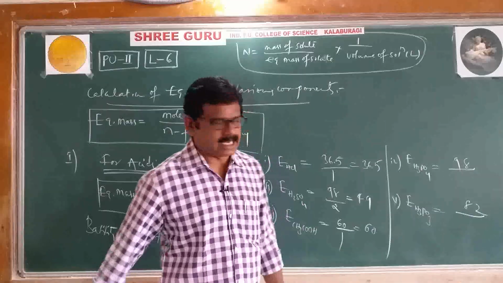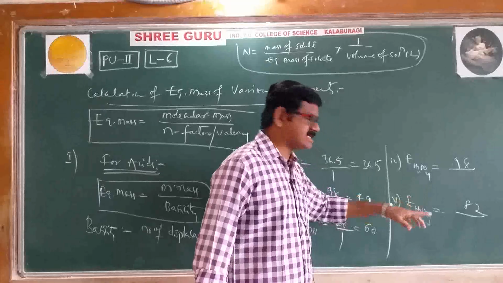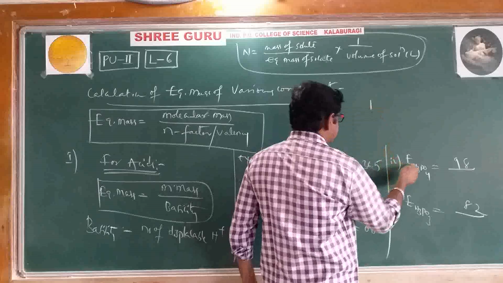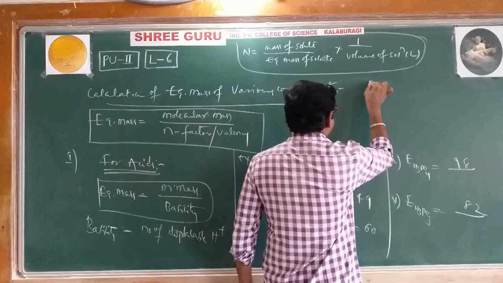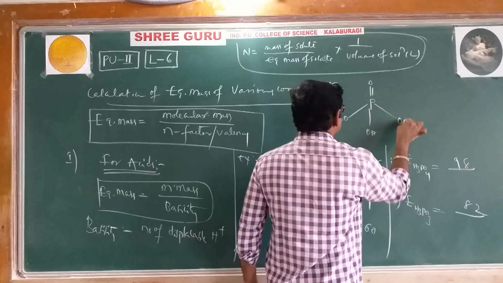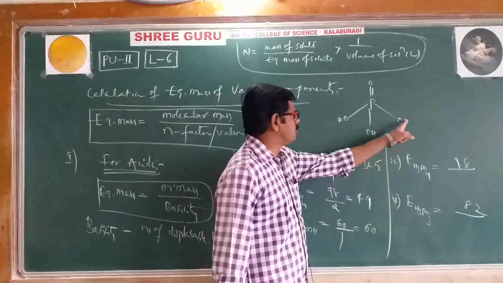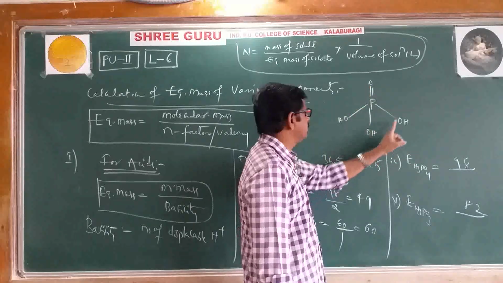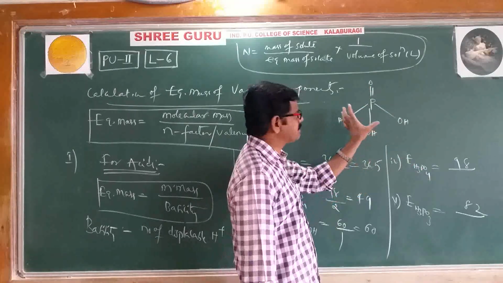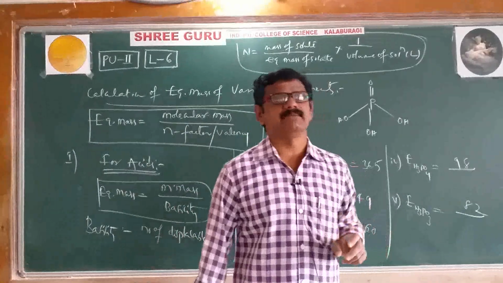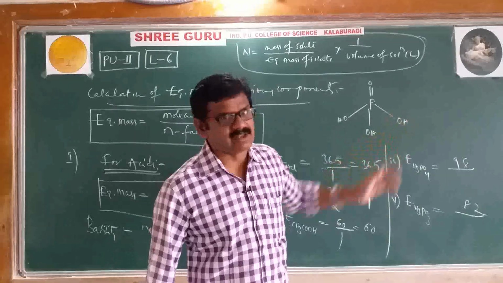I'll give you the structures of both H3PO4 and H3PO3. First the H3PO4 structure: P double bond O, OH, OH, OH. We'll count 1, 2, 3: H3, P, and 1, 2, 3, 4, O4. Right, it is the H3PO4 structure. This structure we'll learn in P block elements, the 15th group elements, of course.